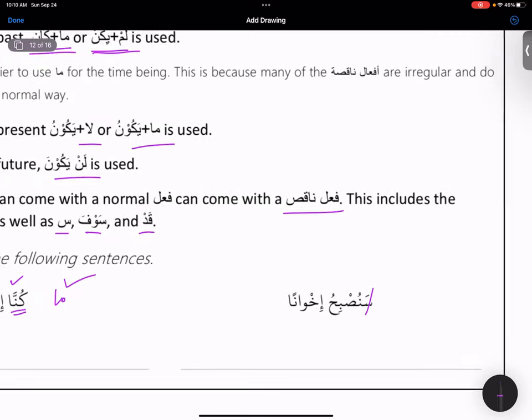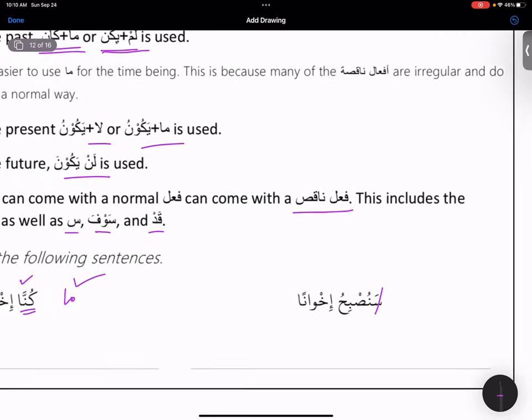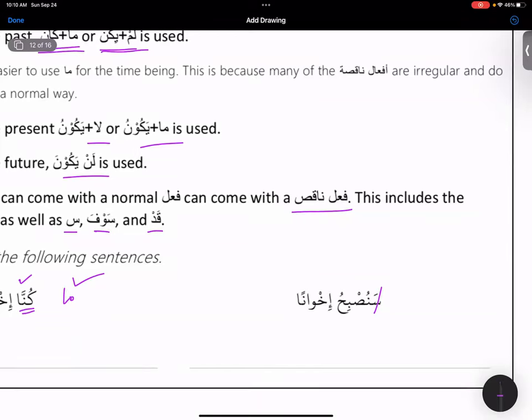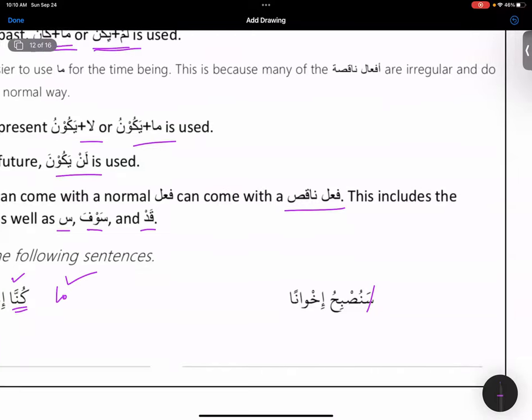So lan. For mudariya, what can we use? Lan, or lam, or ma and la, right? So ma nusbihu ikhwanan, la nusbihu ikhwanan, and then if you want to use lan, then nusbiha. You need to make it nasab. Yes, nasab. Lan nusbiha ikhwanan.